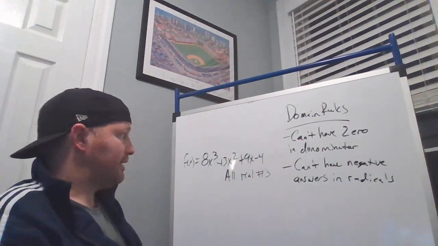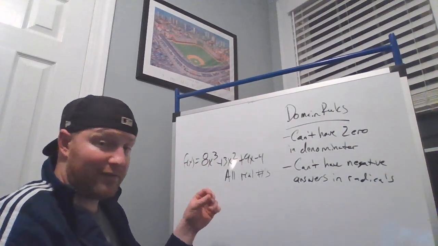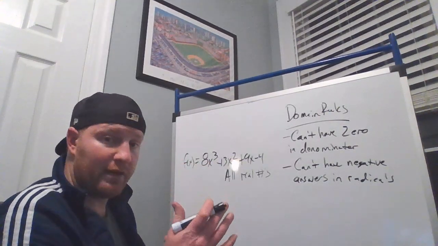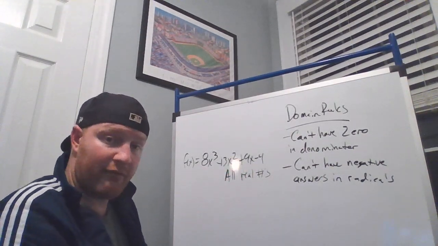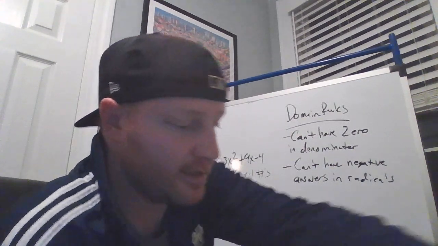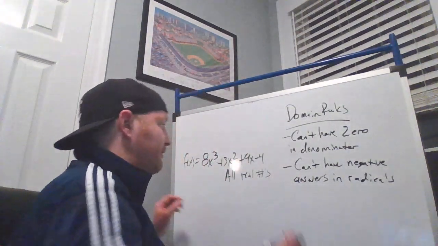Okay, so that means I can input any number for x: 0, negative 75, positive 143. It doesn't make a difference what I put in for x. I'm going to get an actual answer every single time. So that takes care of that. Last but not least would be number 25.